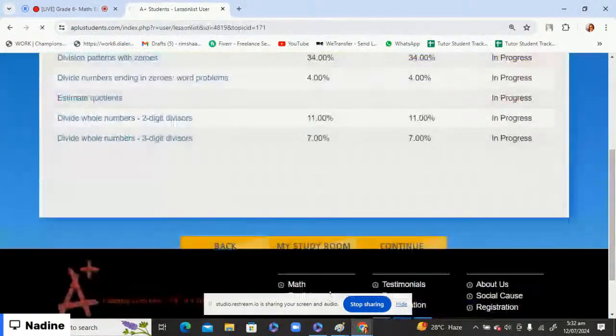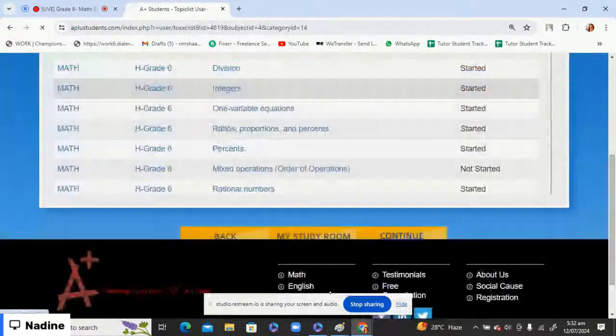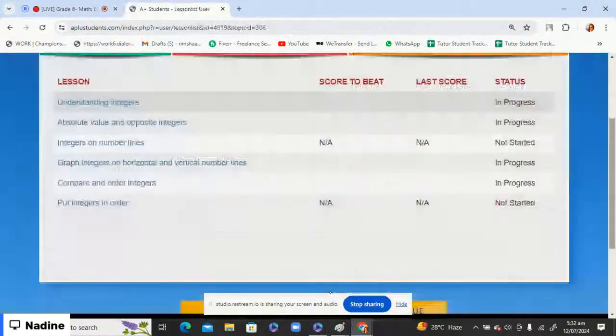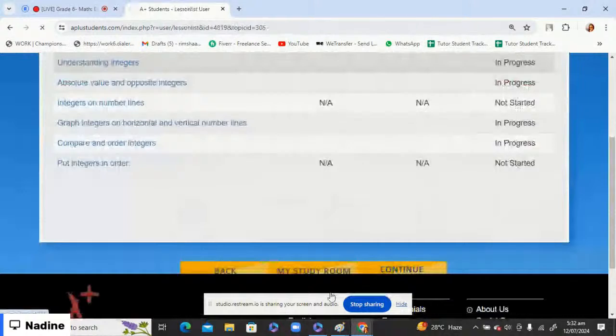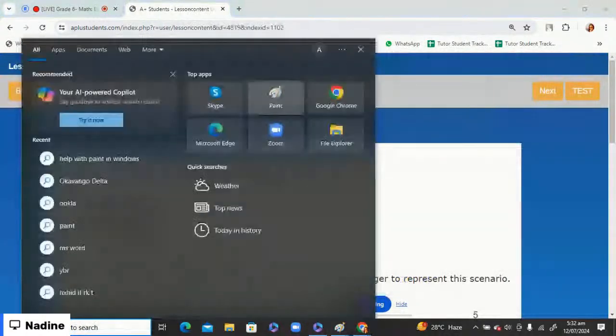Now let's start the next chapter, which is integers. So today first cover the first lesson, understanding the integers. First of all, let me tell you guys what are integers. Like for example, it's a natural number like the other numbers.